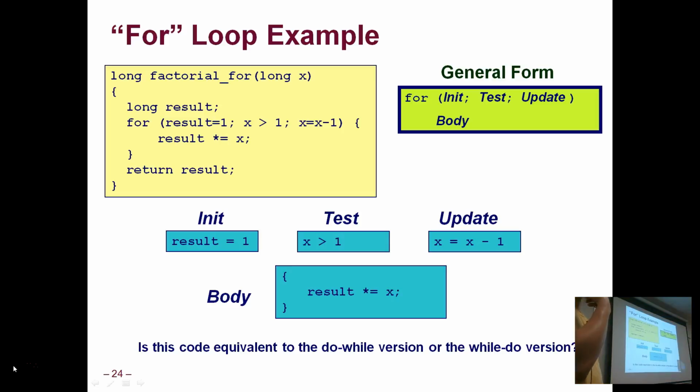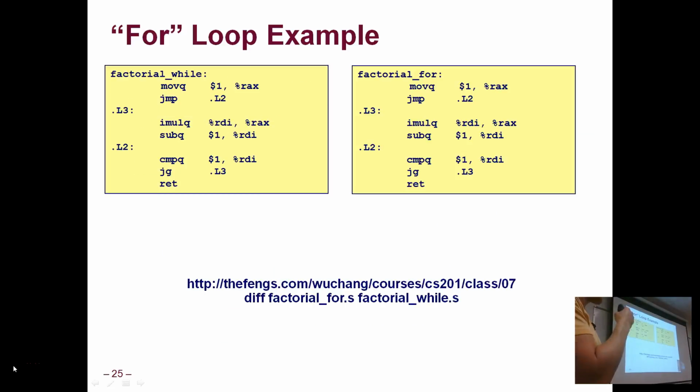While-do. The semantics of a for loop is to check the condition on entry, and that's similar to the while-do, where you're checking the condition on entry. If you compile both of these, they will generate the exact same assembly code. You'll see this if you go to this directory and compile it from scratch. It's the exact same thing.